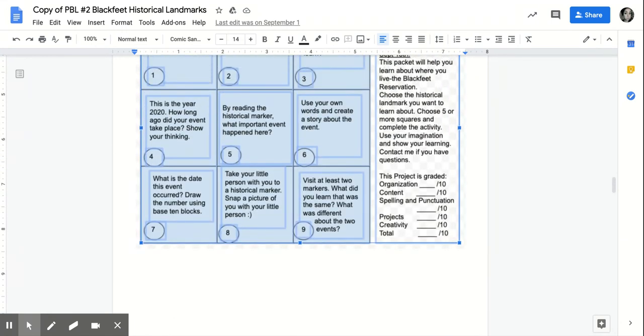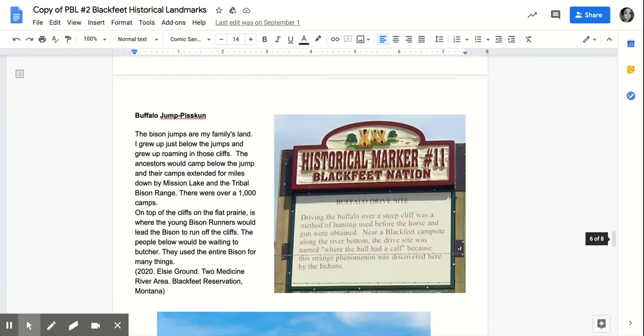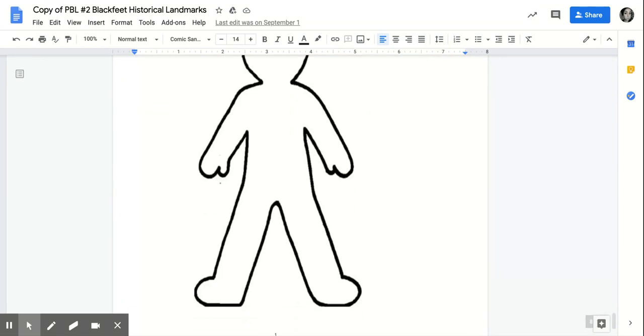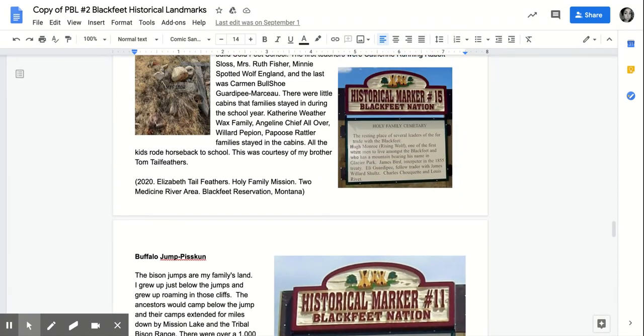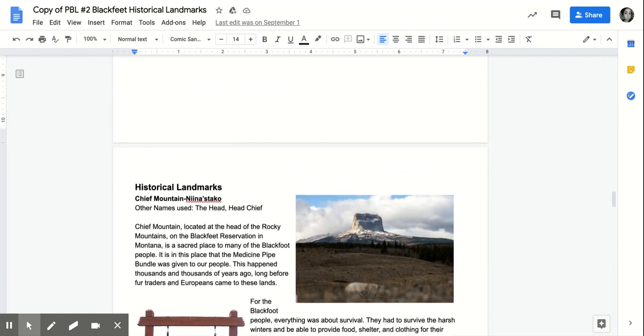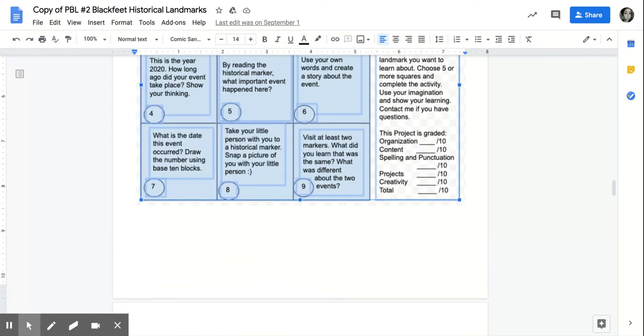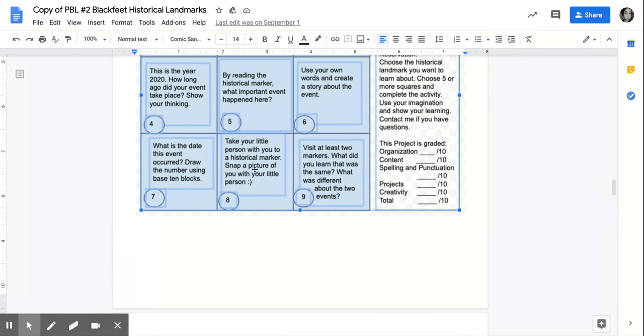And then one of the other activities available is, what is the date of this event? And then draw a number using base 10 blocks. If you don't have base 10 blocks at home, you can draw them, or you don't have to do this one. So it's up to you. There's a little person at the end of this project right here. You can take that little person and you can decorate it, like give it eyes and arms and legs, or eyes and ears and a face, put some clothes on it. And then you can take a picture of you with your little person next to a historical marker if you decide to actually visit one.